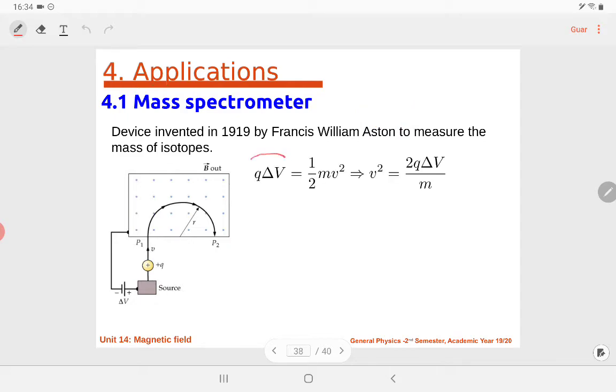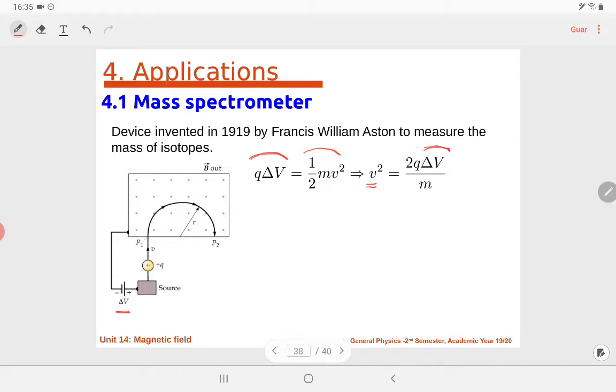This is the electrostatic potential energy being converted into kinetic energy. So from here you can see that you're going to be able to change the velocity by changing the potential difference here in the source. Okay, so this is the first idea.